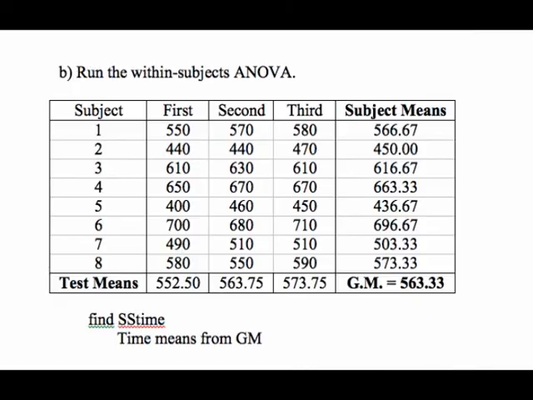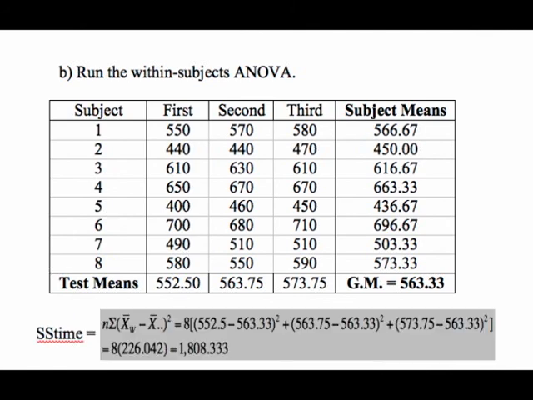Okay, so now we are going to calculate the sums of squares treatment, which in this case is our sums of squares time. And to do that, we take each of the test means, so that's the row at the very bottom, and subtract from it the grand mean, square them, sum them up, and this time we multiply by small n, so the number of subjects in each trial, which is 8. So we multiply that and we get a sums of squares treatment of 1,808.333333333.